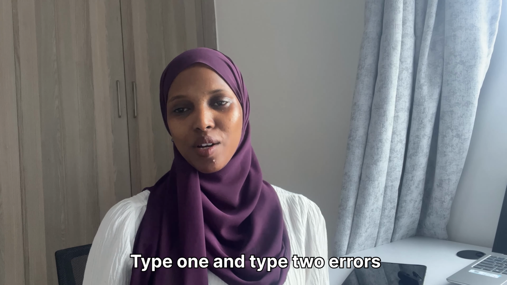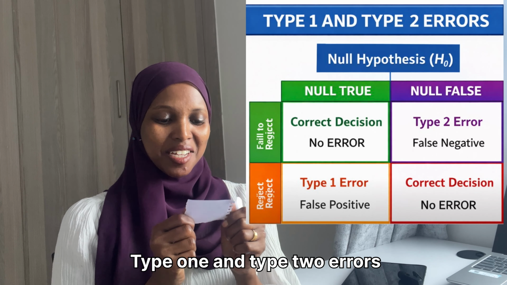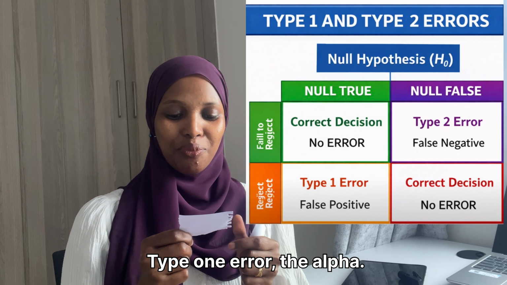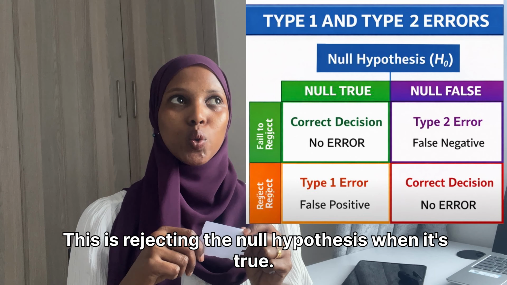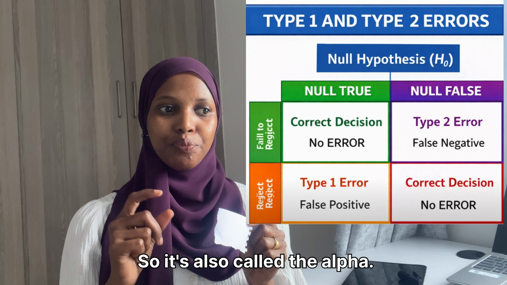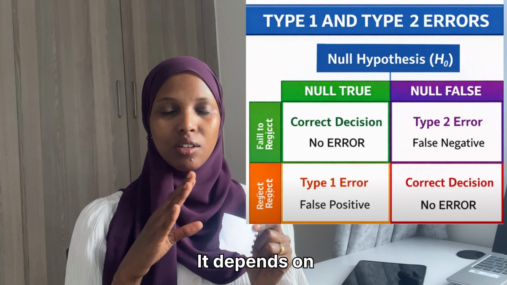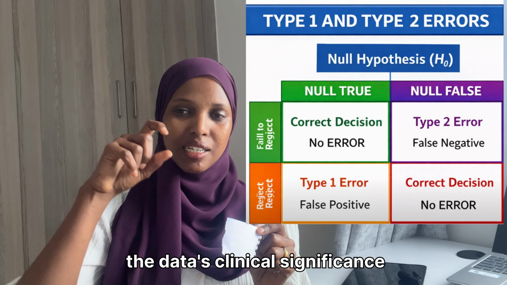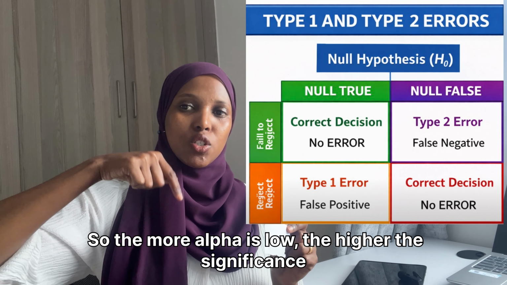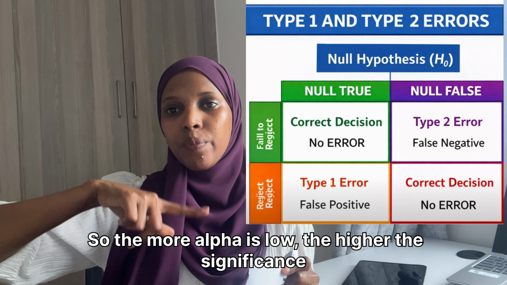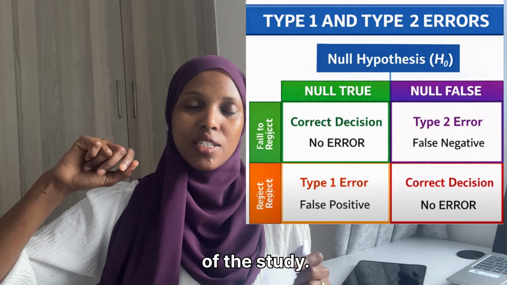Type 1 and type 2 error. Type 1 error, the alpha, this is rejecting the null hypothesis even though it is true. So it's also called the alpha. The data's clinical significance is dependent on the alpha. So the lower the alpha, the higher the significance of the study.